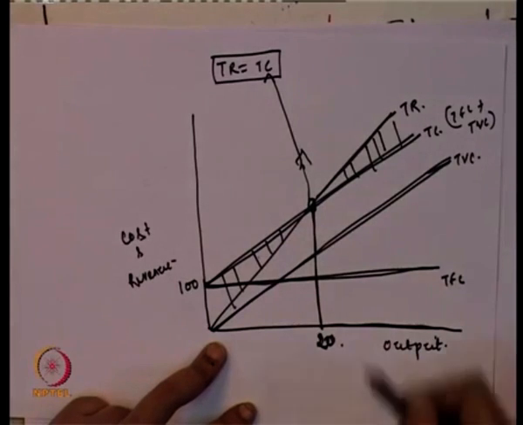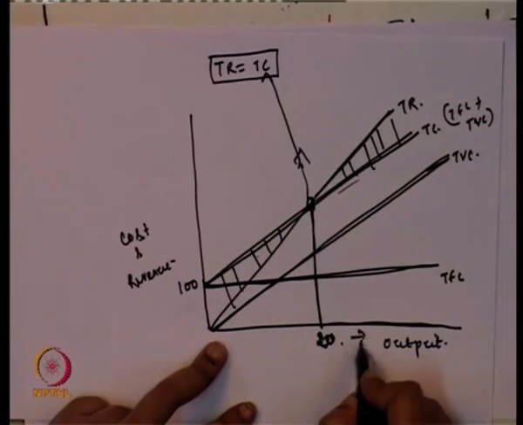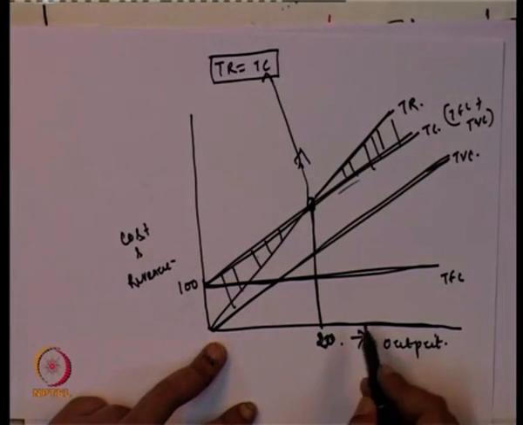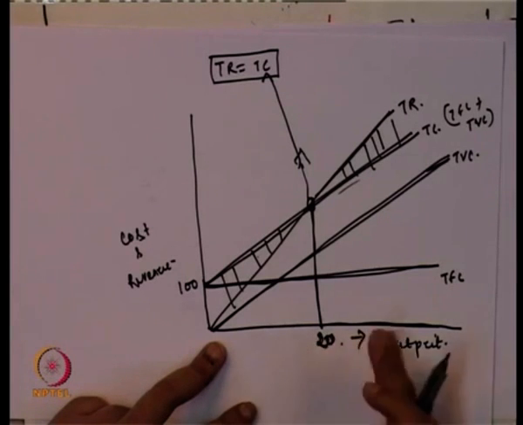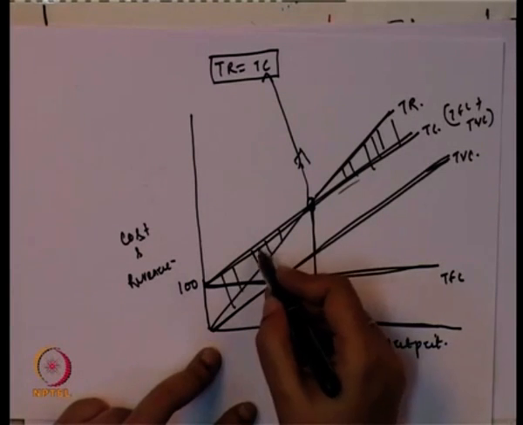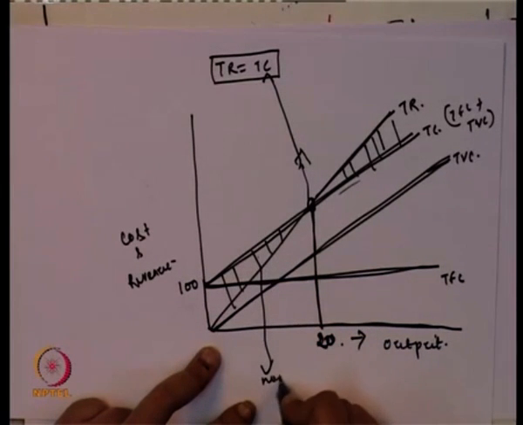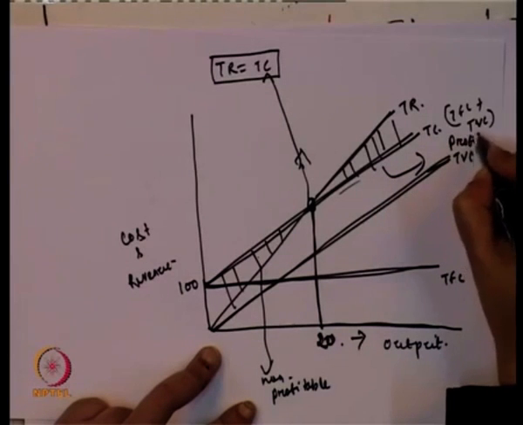because if the firm is operating at output beyond 20, the total revenue is more than total cost, and if the firm is operating before 20, the total cost is more than total revenue. So, this is known as the non-profitable range of output and this is known as the profitable range of output.